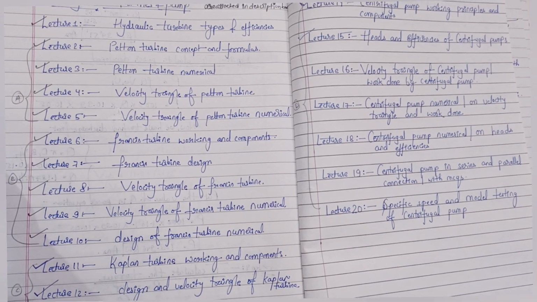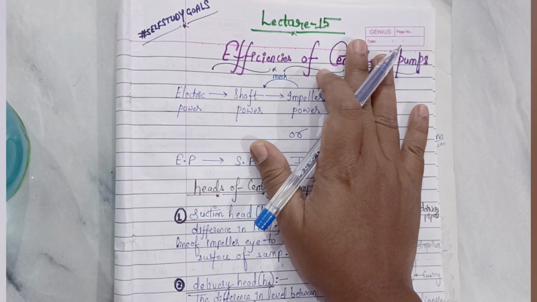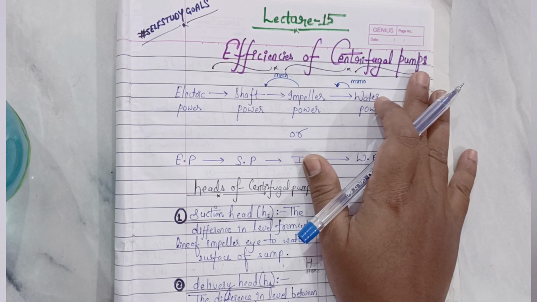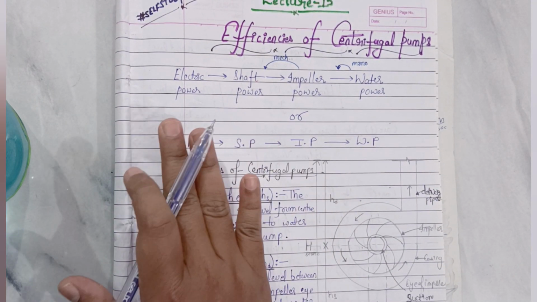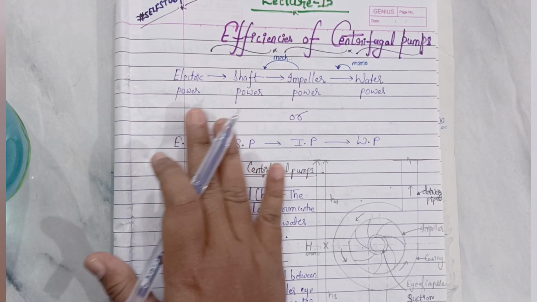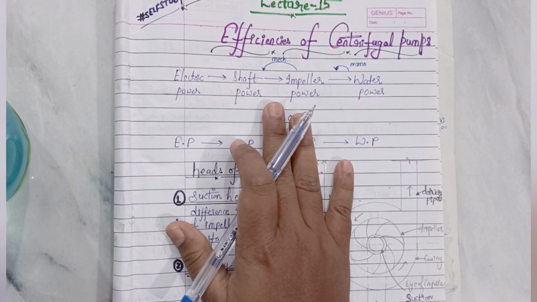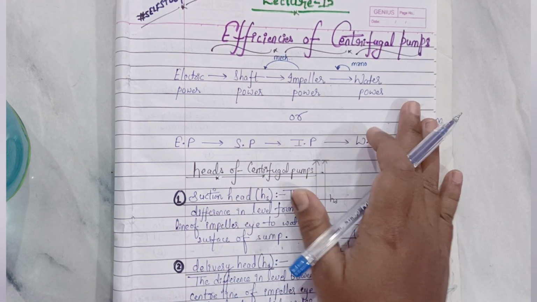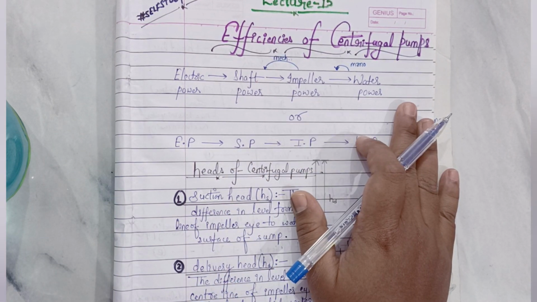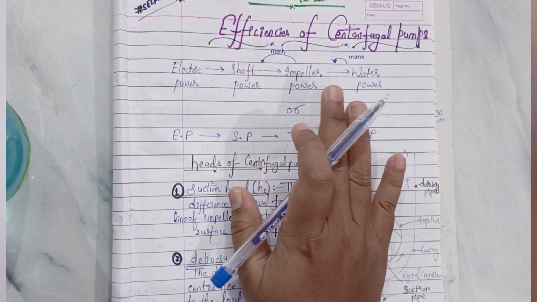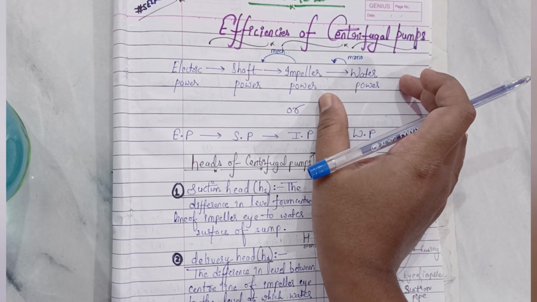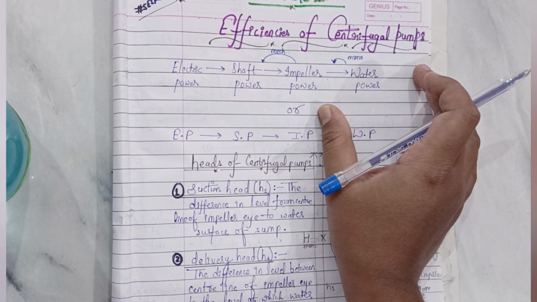So now we will focus on our lecture 15, that is head and efficiencies of a centrifugal pump. To understand the efficiencies of a centrifugal pump, you simply have to understand how a centrifugal pump works. It works from electric power to shaft power to impeller power, and then to water power. There are different types of efficiencies of a centrifugal pump. First one is your manometric efficiency. Manometric efficiency is the ratio of water power to impeller power. This is the simplest way you can understand the efficiencies of a centrifugal pump.